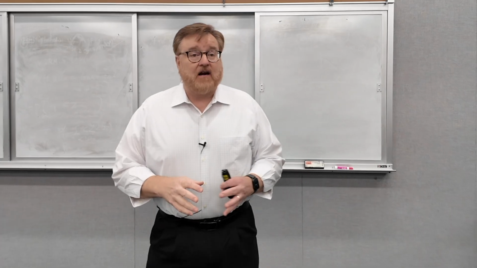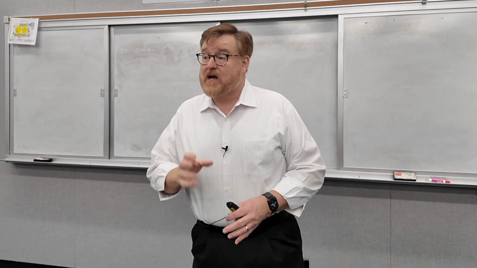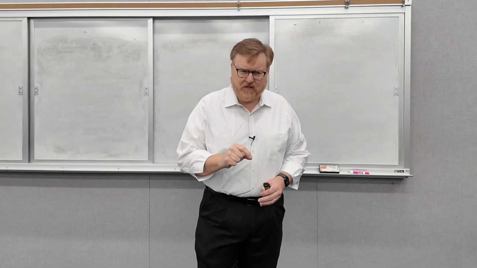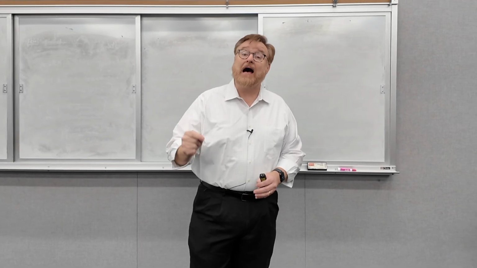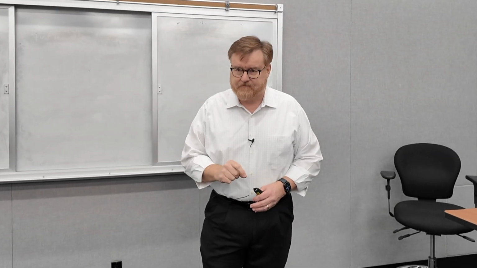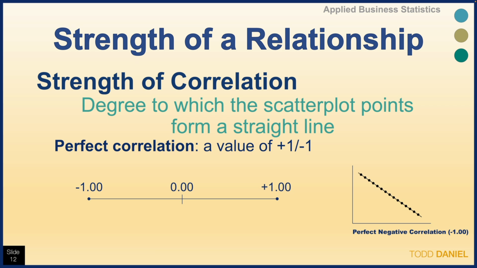The second thing that we can see in our scatter plot is the strength of the correlation. For that, we're looking at how closely all of our dots align with that regression line. How close are they to the line? The strength of the correlation is the degree to which those scatter plot points form a straight line. In this example, we have a perfect negative correlation. And what do you see about the dots in the line? All of the dots are exactly on that line. It's a perfect correlation.